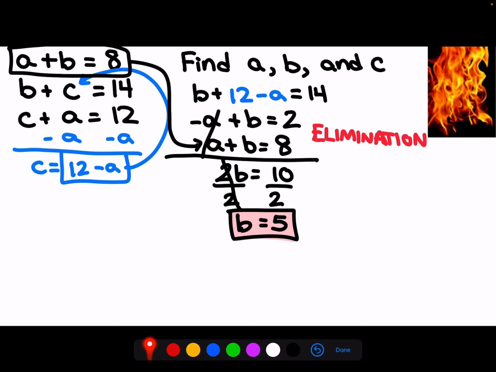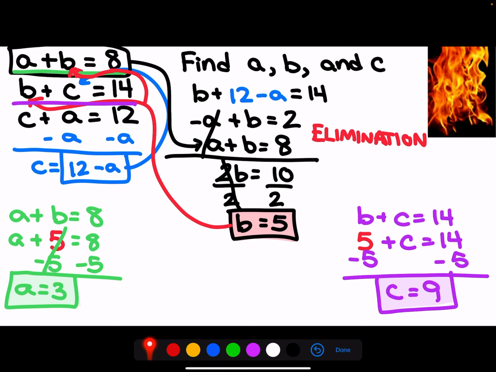Now that I have one of my variables, and again, I could have solved for c or a as well, I would just have gone through a different method of doing so. Now that I have one of my variables, I can just plug back in and solve for the other two. So if I plug b in for the top equation, I can solve for the variable a. If I plug b in for the second equation, I can solve for the variable c.